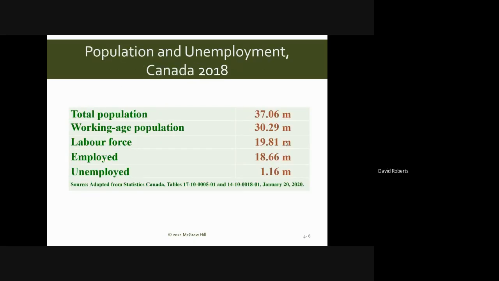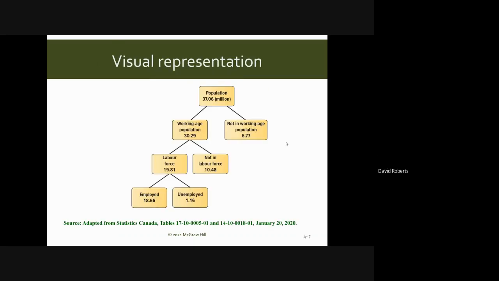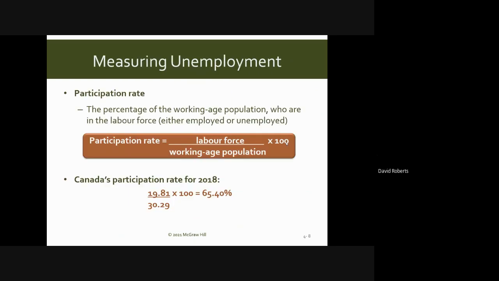So you can see these are some statistics from Canada from 2018. And you can see that we have a fairly high percentage of people who are working age population, but the workforce is significantly smaller. It's about 2/3 the size of the working age population. And then you see the percentage that are employed, or the number that are employed, and the number that are unemployed. Here's just a visual representation of the same chart.